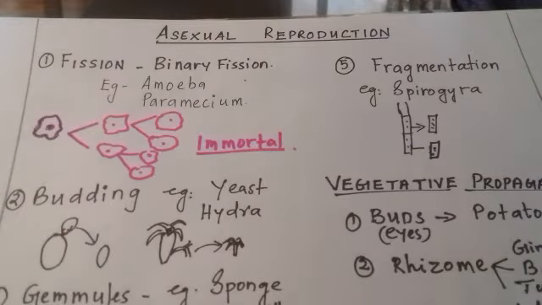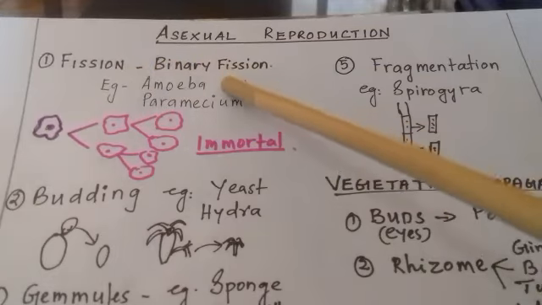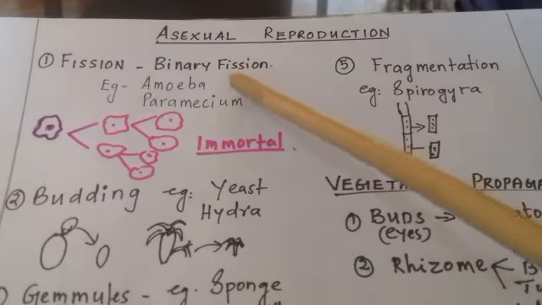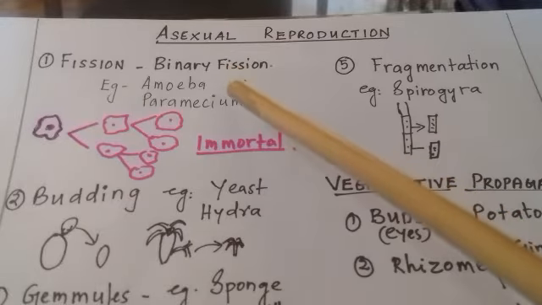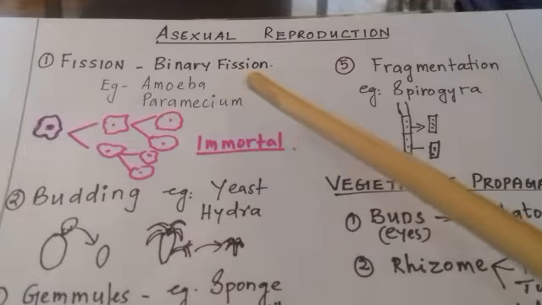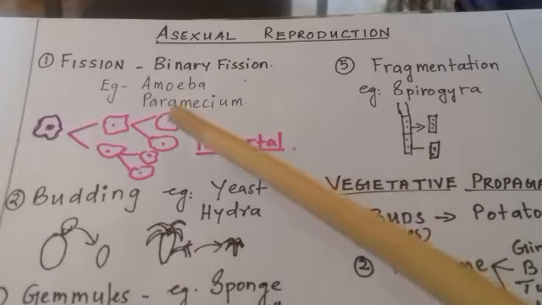Now let us understand various methods by which asexual reproduction takes place. One method is fission, especially binary fission, and this binary fission we can see in organisms coming under protists, monerans, etc. Examples are amoeba, paramecium, etc.